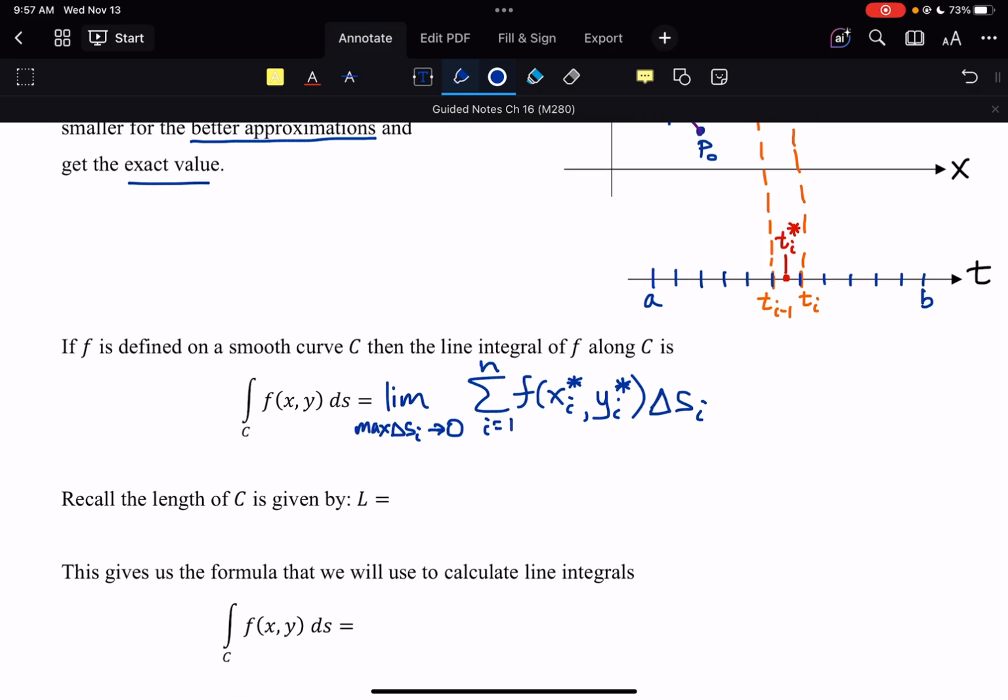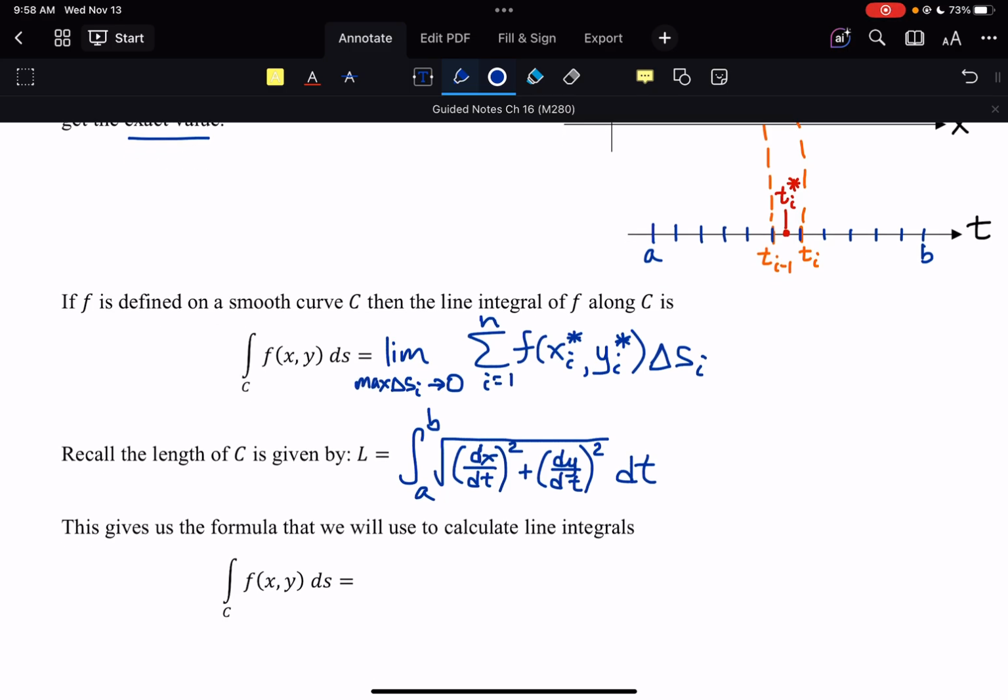Recall, the length of a curve is given using an integral. So this is the integral from a to b of the square root of (dx/dt) squared plus (dy/dt) squared, dt. This is the general formula for arc length for parametric curves.